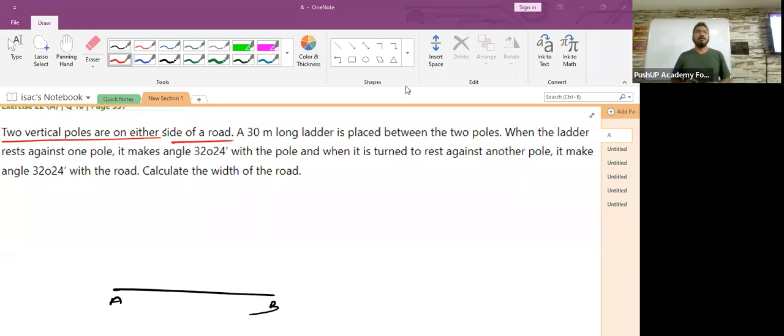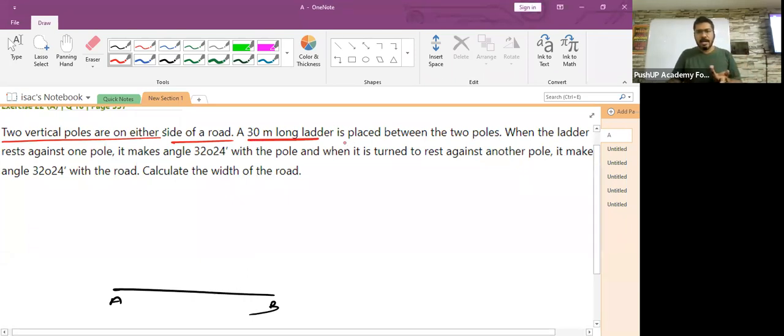You will find two vertical poles on either side of the width of the road. Are they both equal in length or height? A 30-meter long ladder is placed between the two poles. All right. So these two vertical poles which they have mentioned, they are not having the same height.